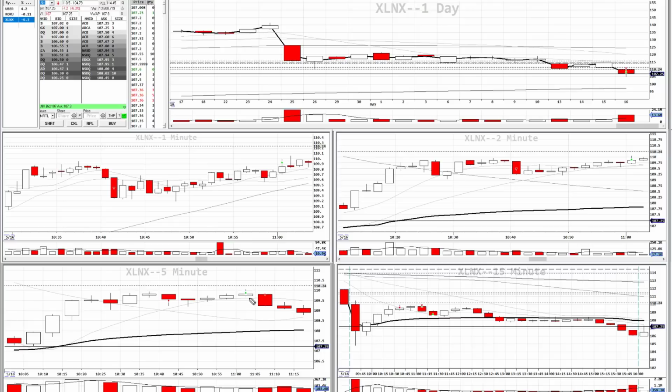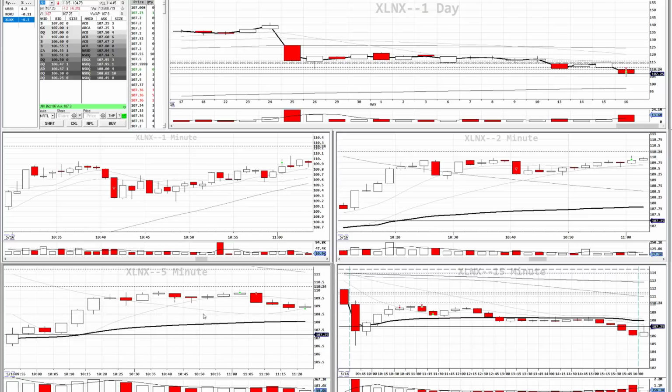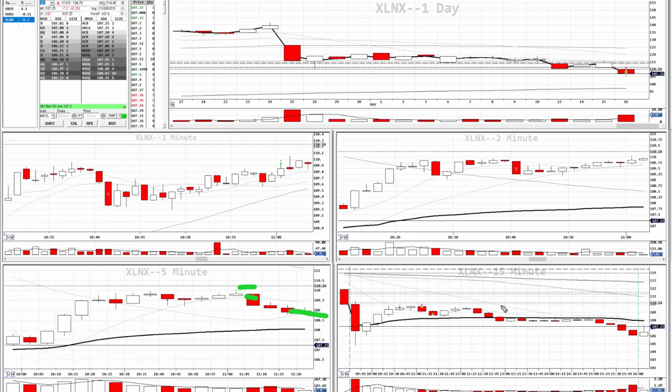Got back in right there. Boom. And that was the move. So I had the right idea. I just had the wrong timing, right? And I got my 2 to 1, hung on for the trade right there, right? And that's basically the trade, 2 to 1.